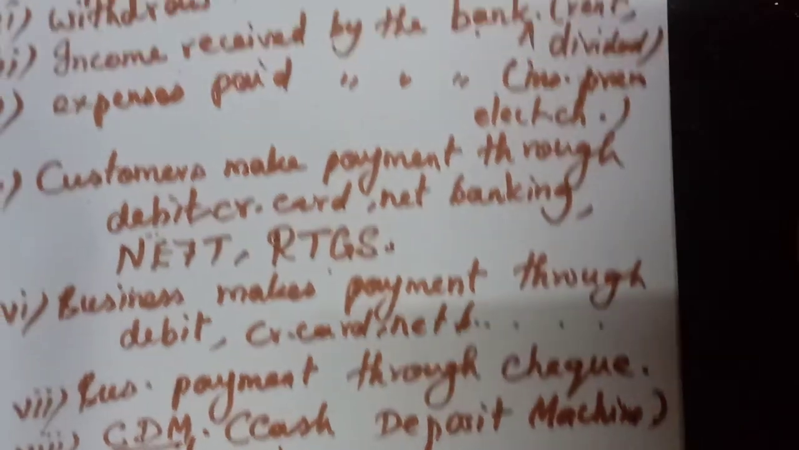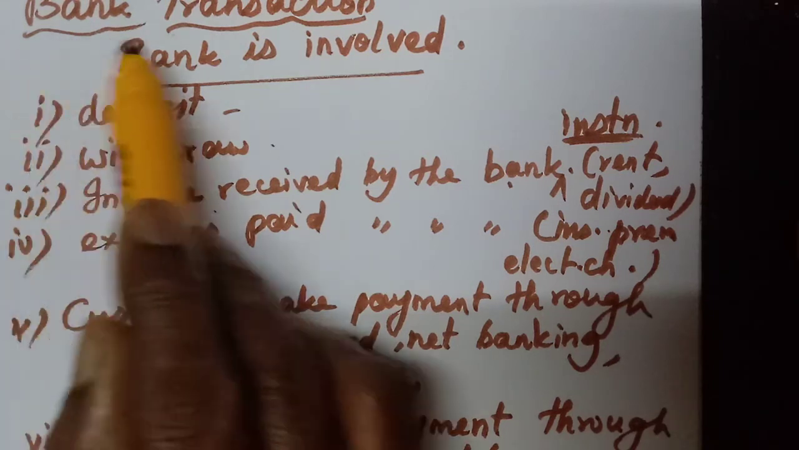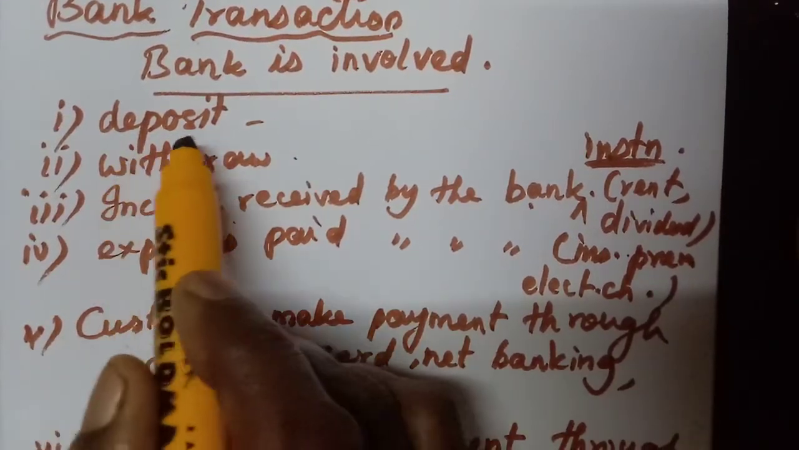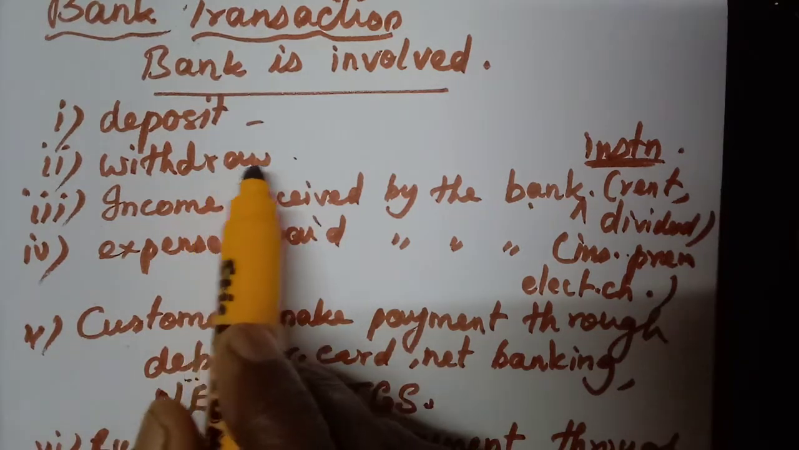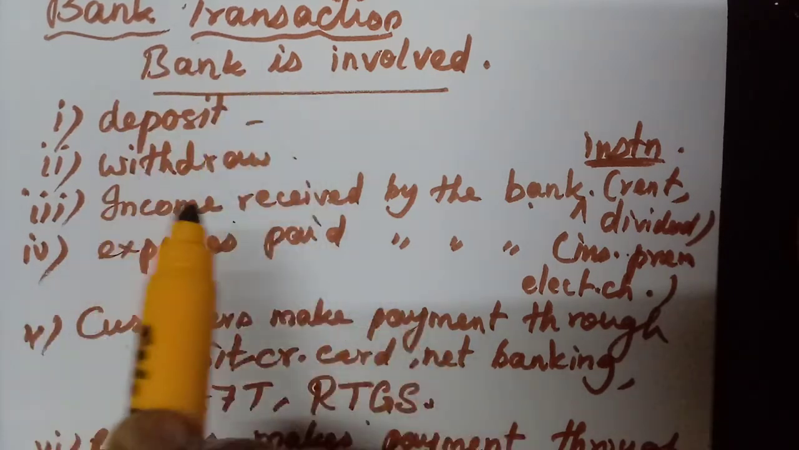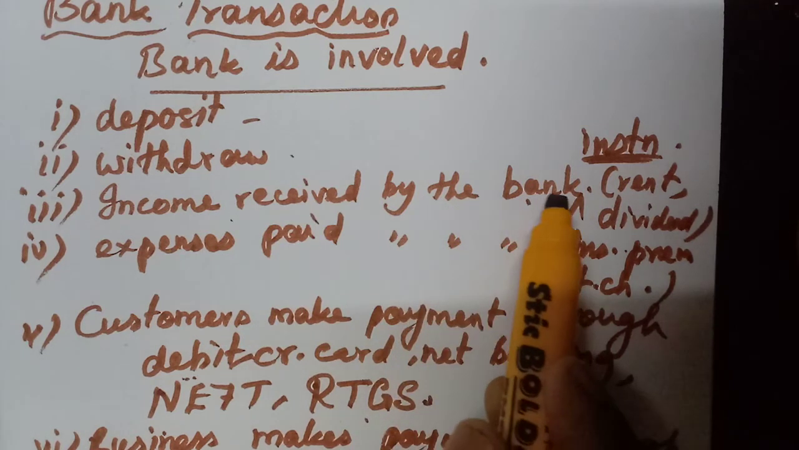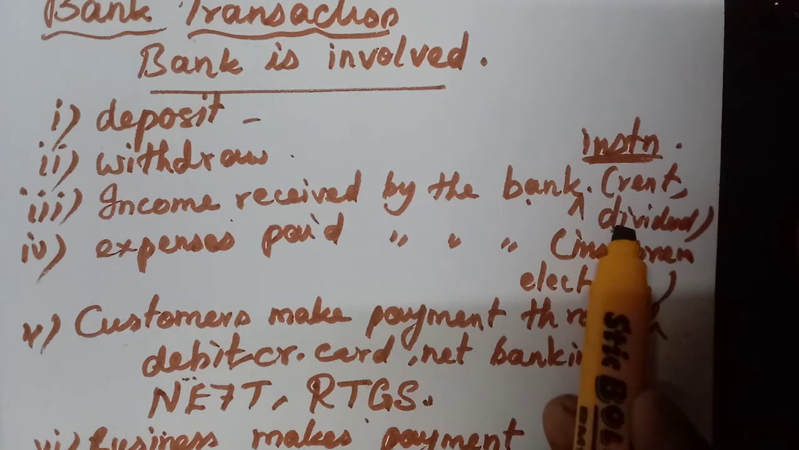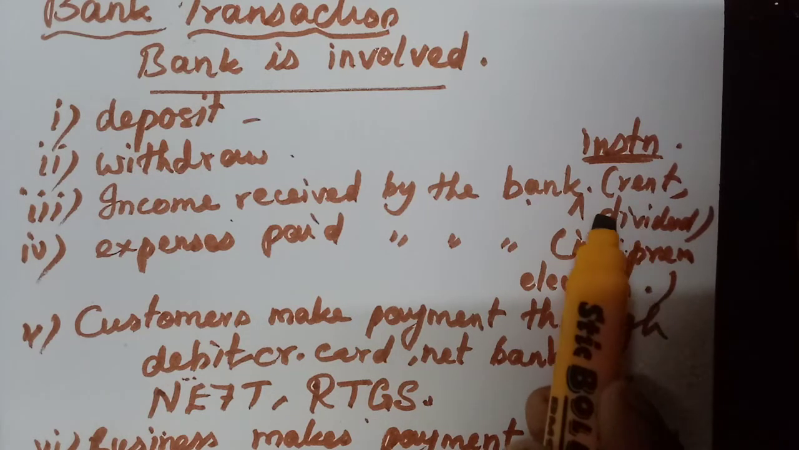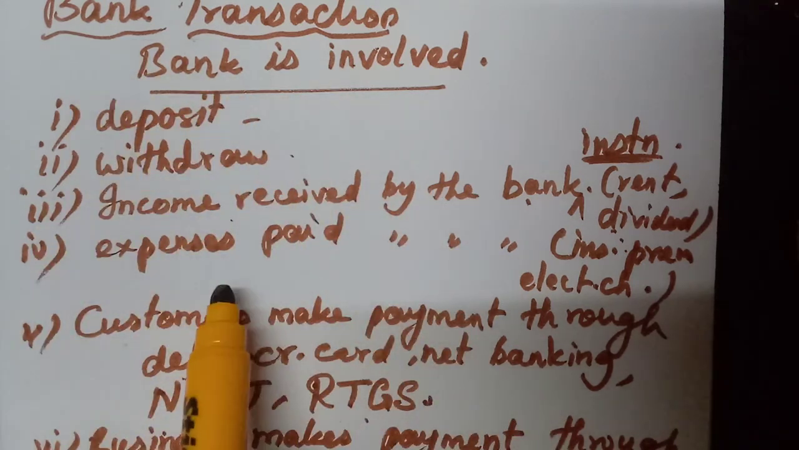Any way in which a bank is involved, we can call a bank transaction. If we deposit cash into the bank, that is a bank transaction. If we withdraw money from the bank, that is also a bank transaction. Income received directly by the bank, such as rent from a tenant or a dividend from a company whose shares we have bought, is collected by the bank. So that affects our bank account, and that is called a bank transaction.